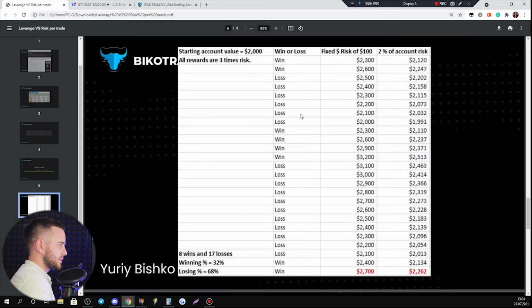And here, take a look, is an example for you. If you take 25 trades, with a risk reward of 1 to 3 and a risk per trade of 100 USD, you can see that in the end you make money even with a win rate of 32%. When you have a win rate of 45 or 50%, you make a good amount of money.